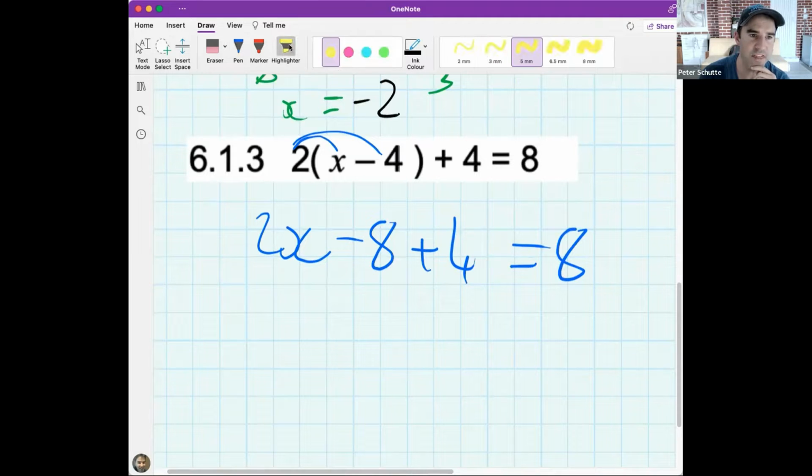Now, there's a couple of steps you could do, but I think what might be a good idea is to collect these two like terms together. And could you add these two together for me? Okay.